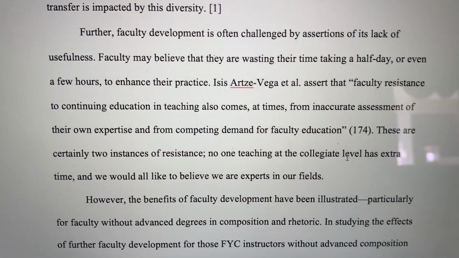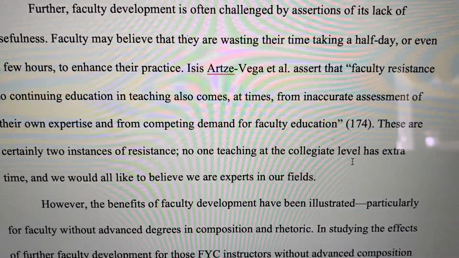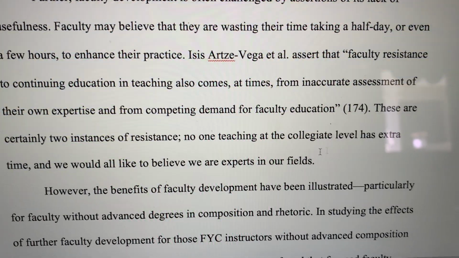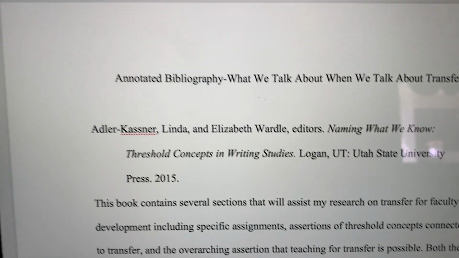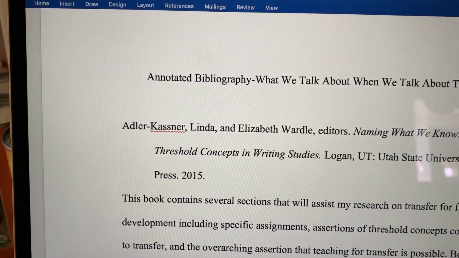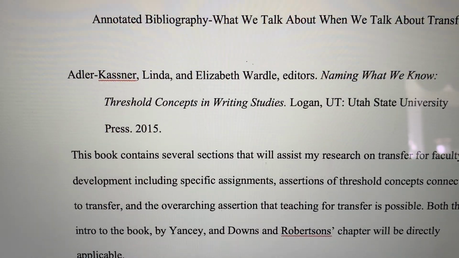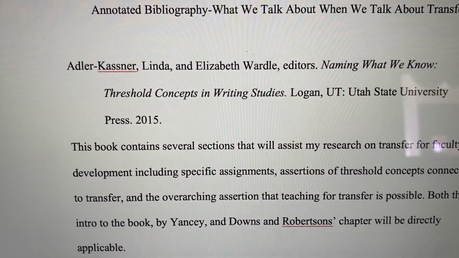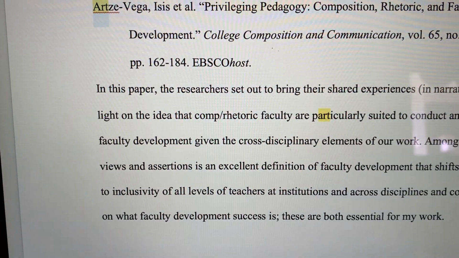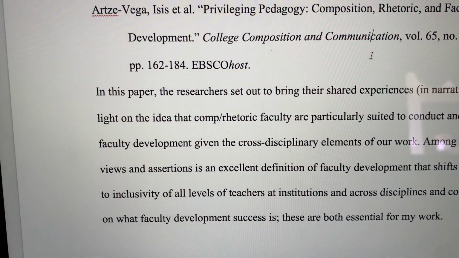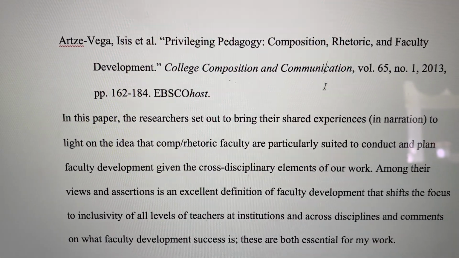So this is a nice example for everybody of how you cite in MLA. And then if I switch over to here, I'm going to search for Ortiz, because I have, I think, a particularly long entry. So here's Ortiz Vega. So this was my annotated bib.